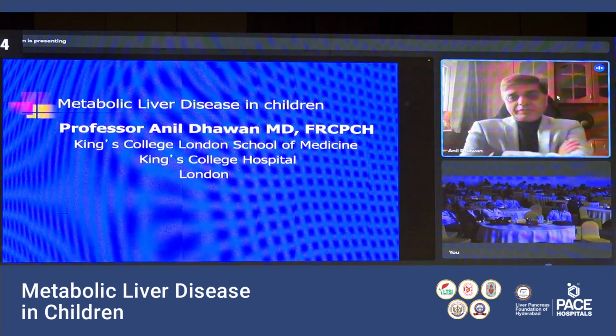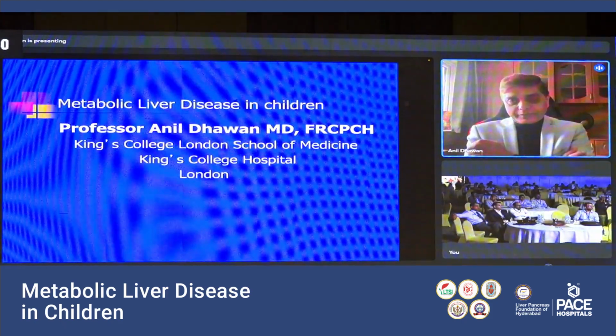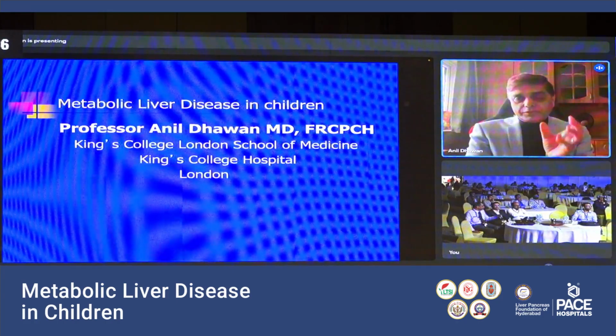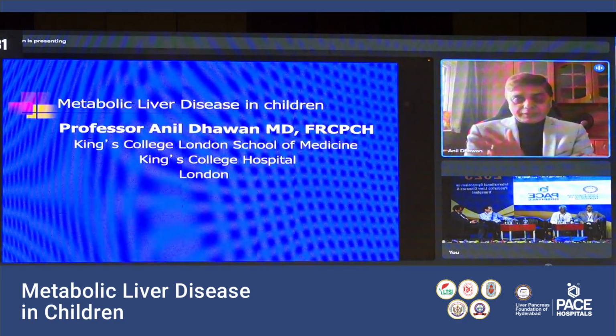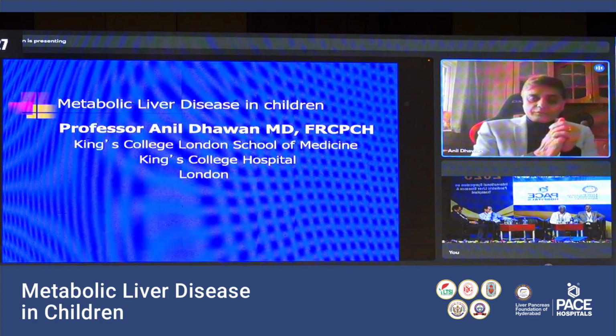So metabolic liver disease in children: the definition of it is anything that's wrong with the metabolism. That's how broadly it could be defined. I'm just looking into inherited disorders of metabolism. I'm not going into other conditions which are classified as metabolic, like cholestatic syndromes.